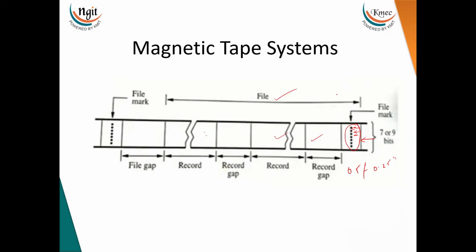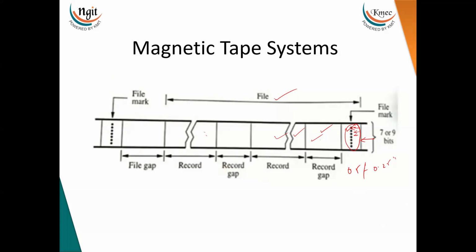And the file mark is a special single or multiple character record. Here you can see the file mark. It is a single or multiple character record, and it is preceded by a record gap. The first record following the file mark is used as a header or identifier for this file. This allows the user to search a tape containing a large number of files for a particular file. Now this is about the magnetic tape.